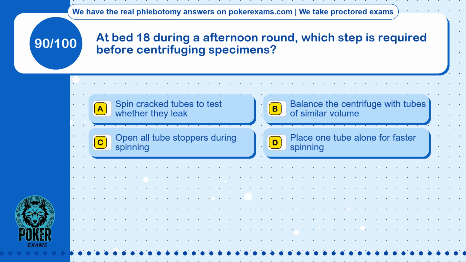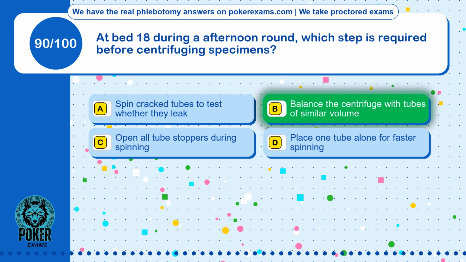Question 90. At bed 18 during an afternoon round, which step is required before centrifuging specimens? Option A: spin cracked tubes to test whether they leak. Option B: balance the centrifuge with tubes of similar volume. Option C: open all tube stoppers during spinning. Option D: place one tube alone for faster spinning.